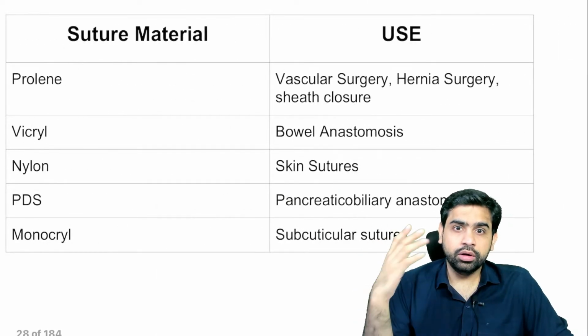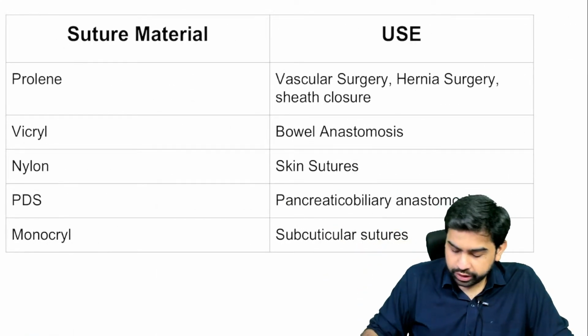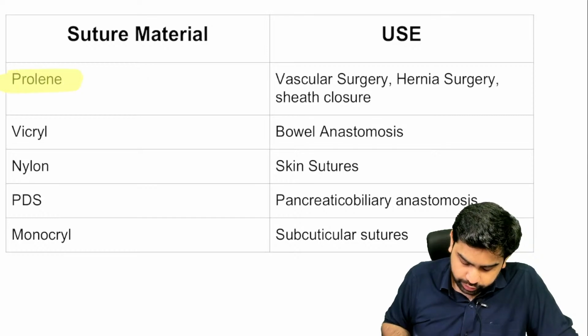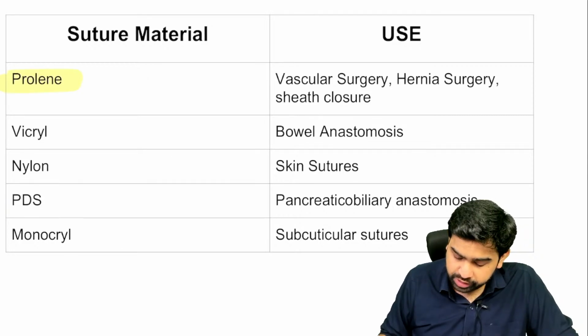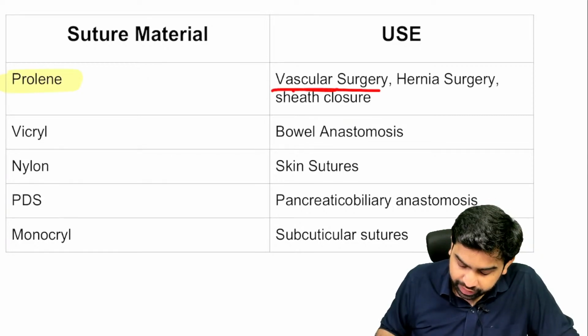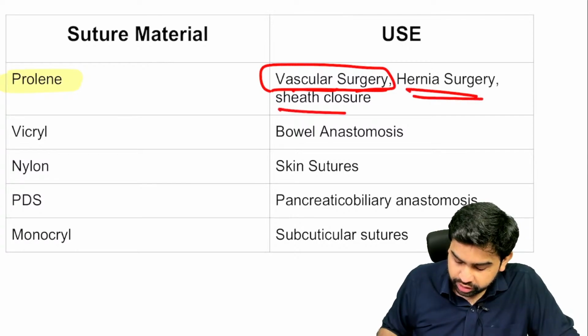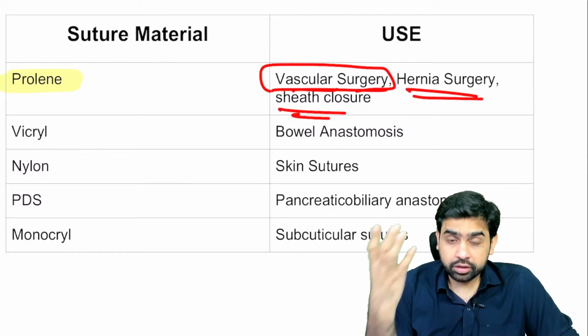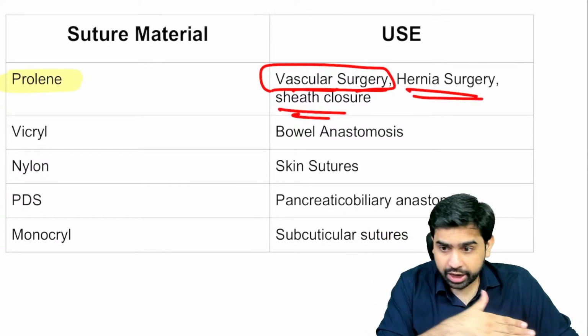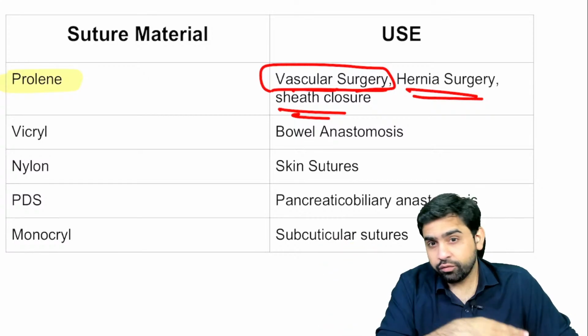Now, the suture material and the uses. Please try to understand at least the uses of Prolene. Prolene is basically used for vascular surgery, very important, for hernia surgeries and sheath closure. So Prolene is needed whenever you want that tissue to be united for a prolonged period of time.